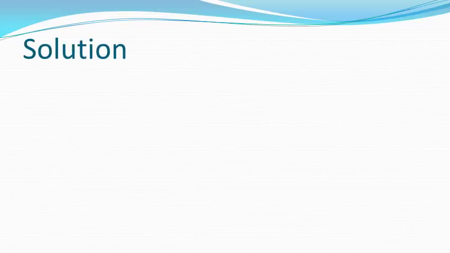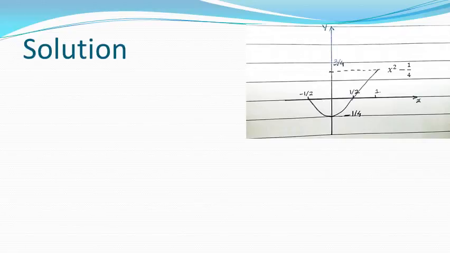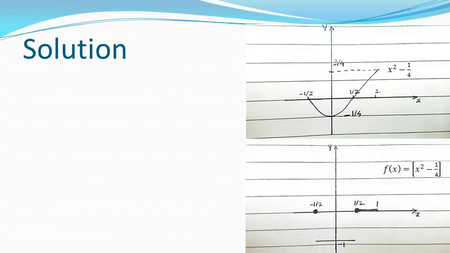So the first step would be to draw the graph of x squared minus 1 by 4, which is a parabola opening upwards and crossing the x-axis at the points minus half and plus half. Next, we draw the graph of the greatest integer of x squared minus 1 by 4, and we find that we have two line segments.